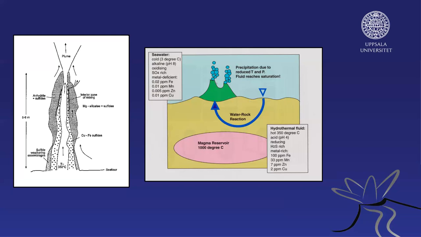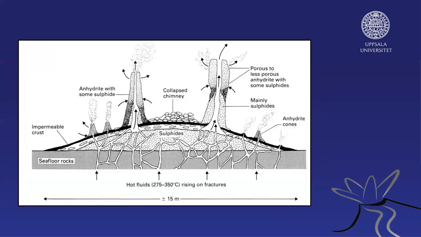And here you have the plume of hot fluid coming out. In fact, the black smokers, the chimneys, have a life. They evolve through time. They start as small anhydrite cones, and then they grow, formed by anhydrite and some sulfide. The sulfide are very localized at the bottom, and when they get quite mature, you have a lot of sulfides at the base, and then anhydrite is localized at the top.